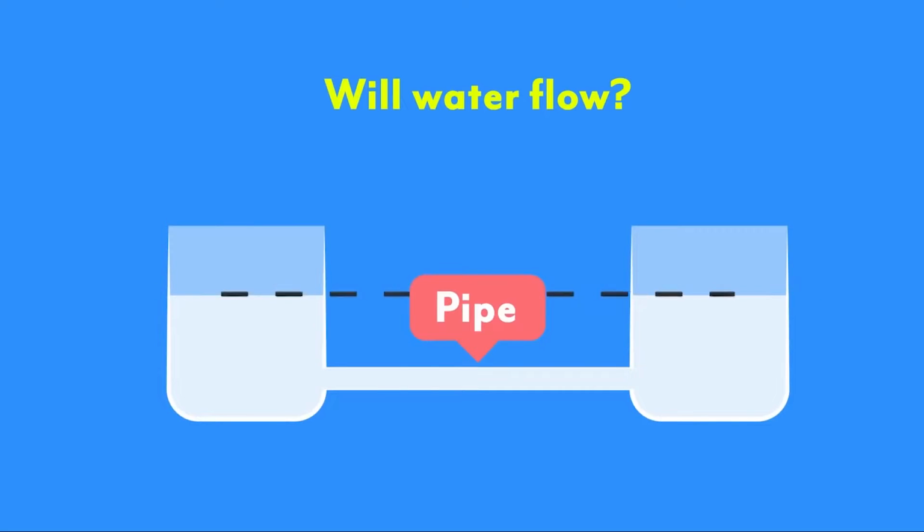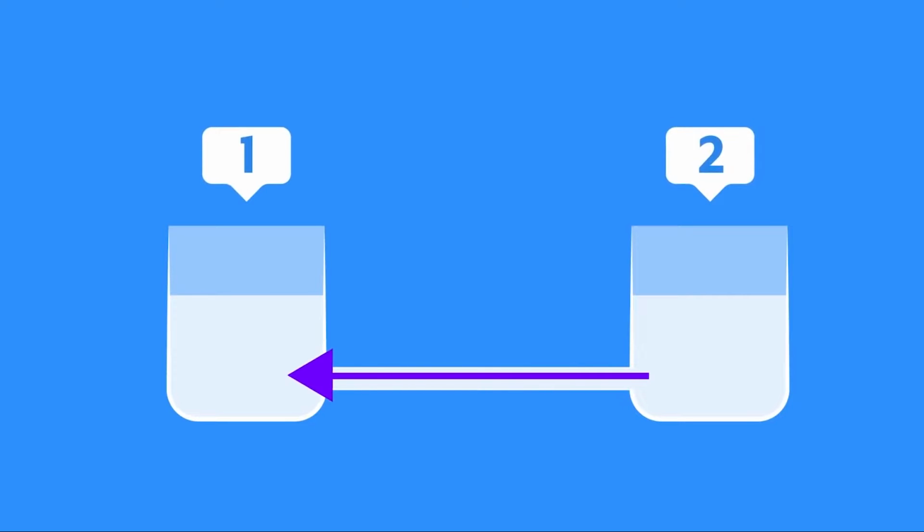Now let me give you some task. Without changing the amount of water, can you make water flow from beaker 2 to beaker 1? You need to make water flow from beaker 2 to beaker 1, but you are not allowed to change the amounts of water. So, you cannot add or remove water from any of the beakers. Then how will you do it?